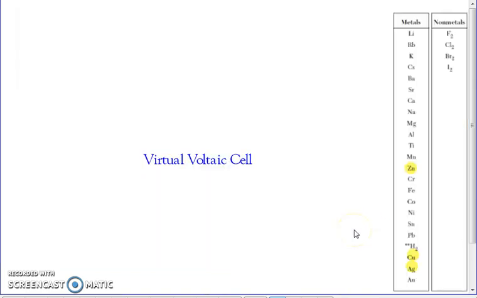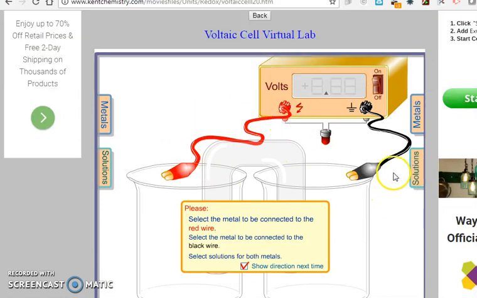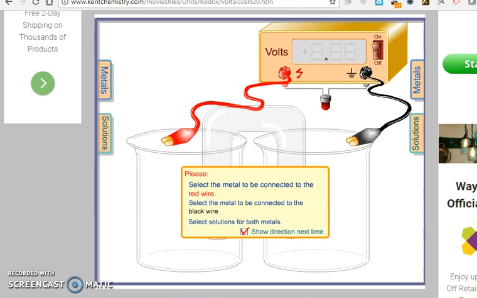This is a virtual voltaic cell. You want to keep table J in mind here. So we're looking at a virtual voltaic cell. I have it open here. Okay, here's our virtual voltaic cell. I'll move right there and put it right in the middle.